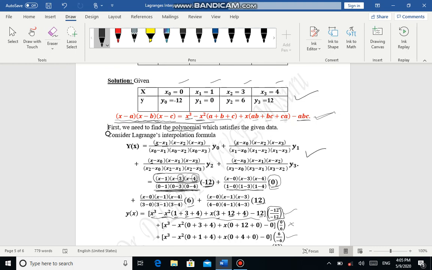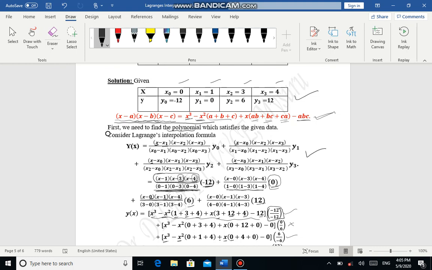Now this term, x minus 0, x minus 1, x minus 4. So repeat the same technique here again. So first consider x cube. Now minus x square into a plus b plus c. Here a is 0, b is 1, c is 4, plus x into ab plus bc plus ca. So a into b means 0 into 1 is 0.